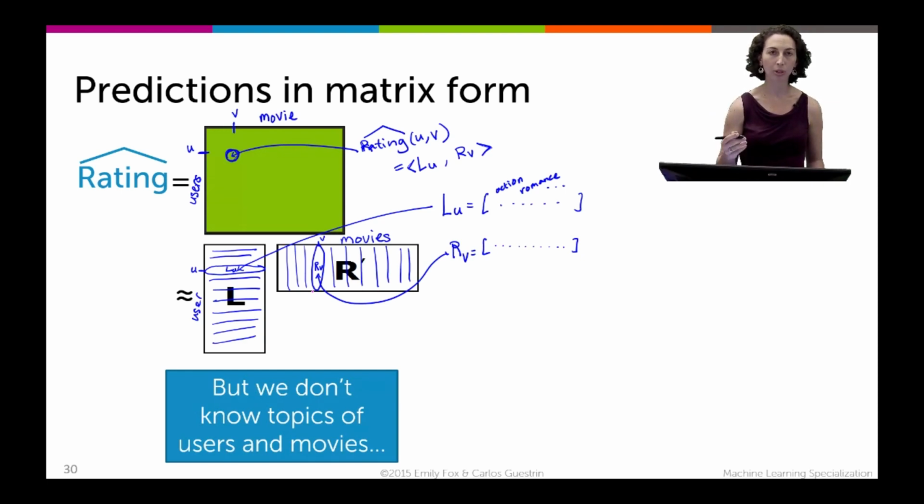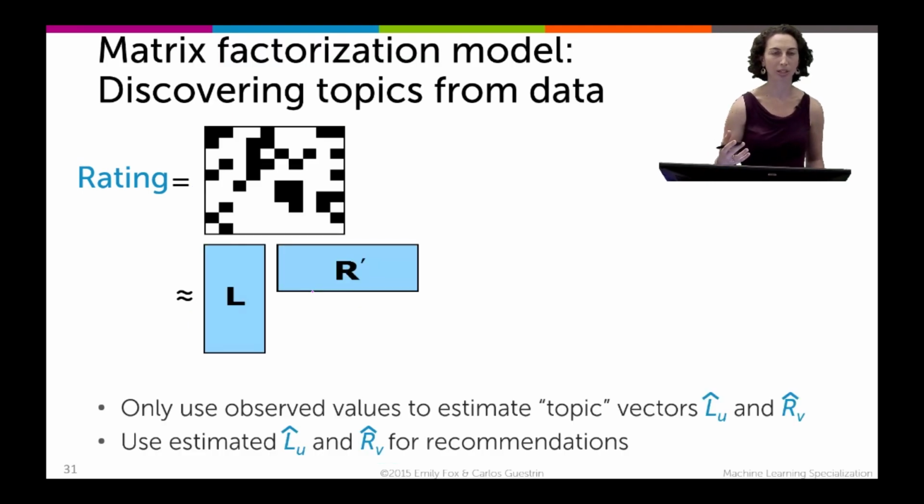So instead, what we're going to do is we're going to flip this problem on its head, and we're going to try and estimate these matrices, this L and R matrix, which is equivalent to estimating these topic vectors or feature vectors for every user and every movie based on our observed ratings. So these matrices, or these collections of topic vectors, are the parameters of our model.